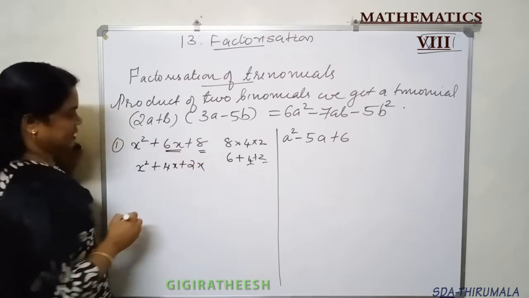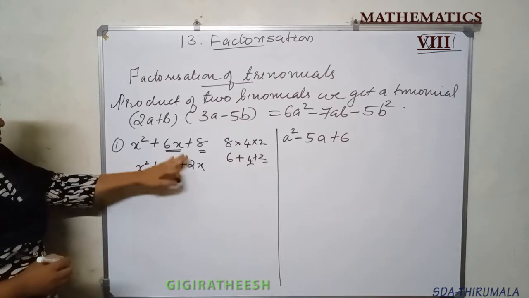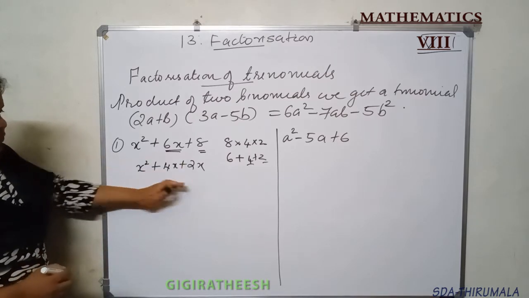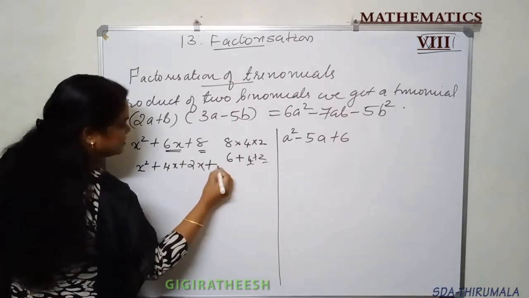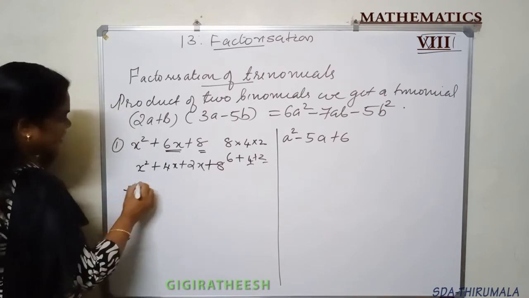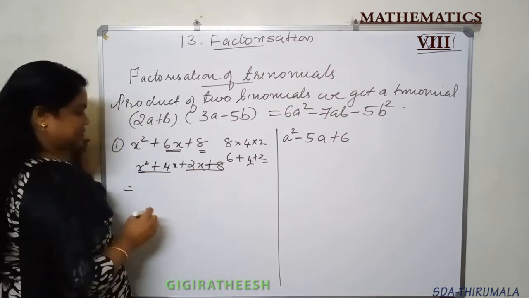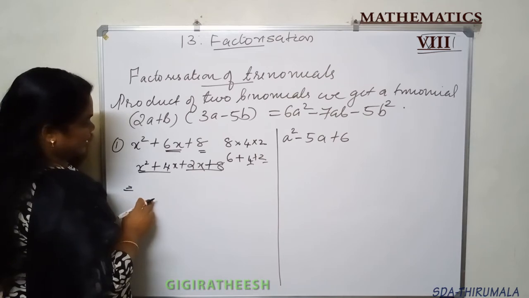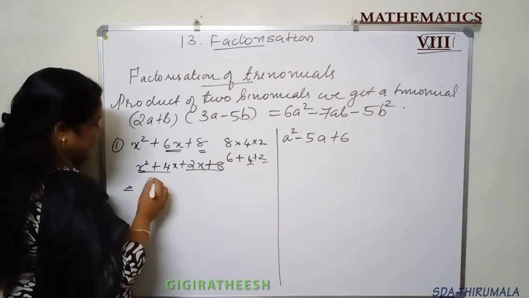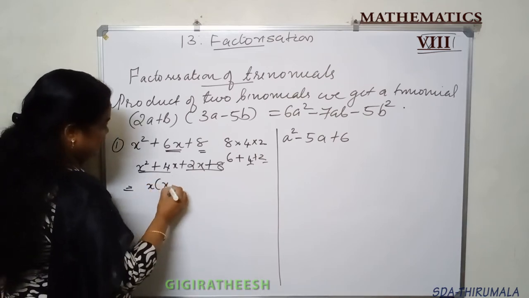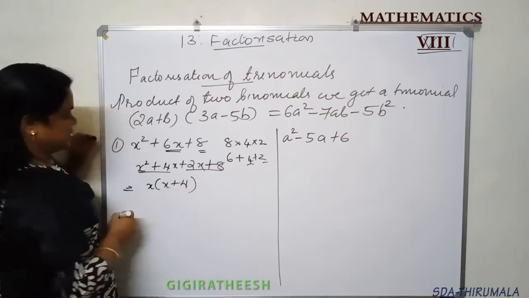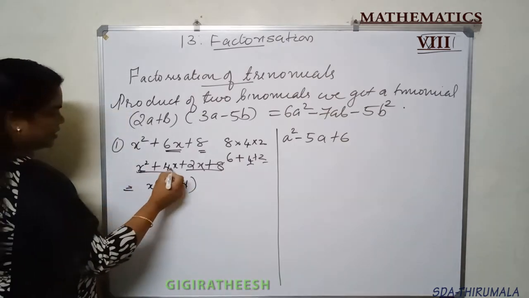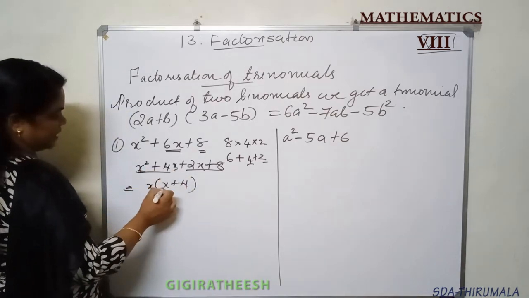No change in the value, that is 4x plus 2x is 6x, and we split this in the form 4x plus 2x, and the last term is written the same. Here there are two terms. Then take them in groups, and take the common factor outside. Here x is common, and x plus 4 is inside. I take x outside, and there is only one x left and 4 is left.